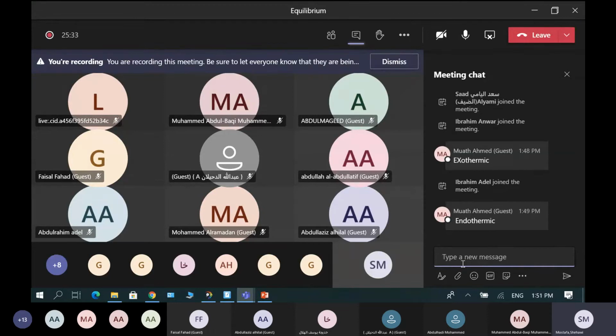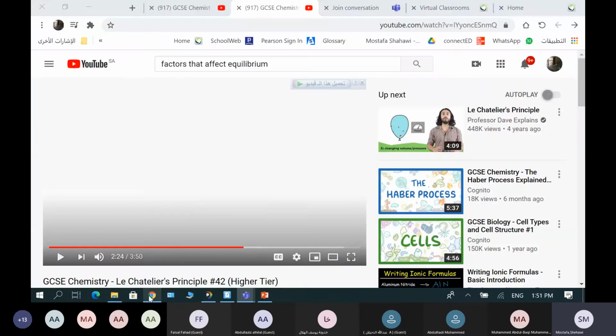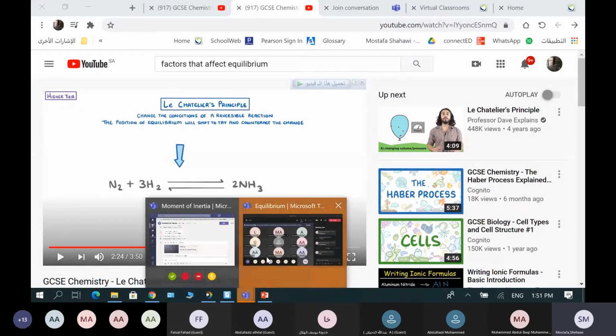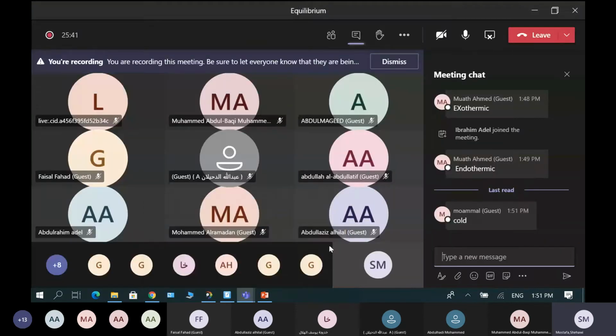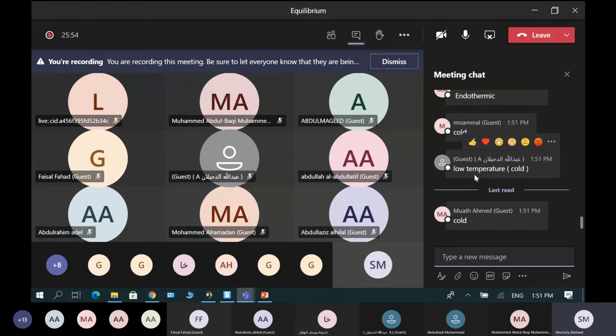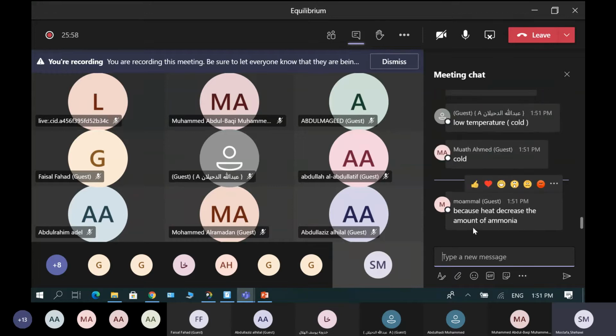I want to increase ammonia production. We have this reaction in a factory, and I want to increase ammonia production. Will I conduct this reaction in cold or hot? Cold. Muaz didn't answer yet. Okay, Muaz, cold. Abdullah, low temperature, cold. Muhammad, because heat decreases the amount of ammonia.